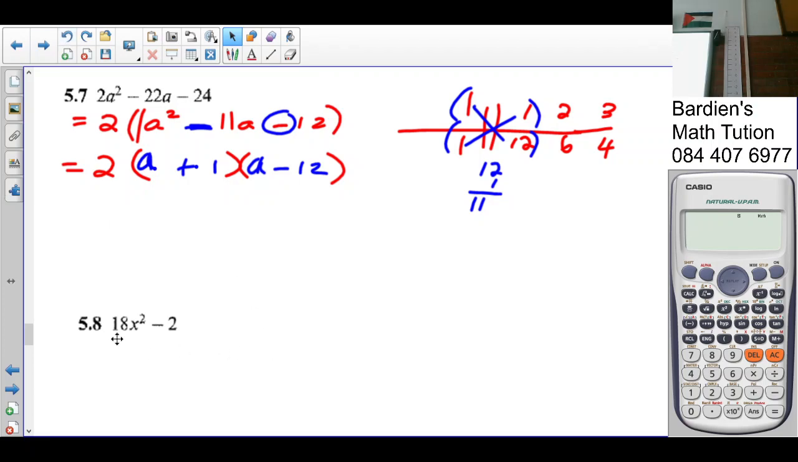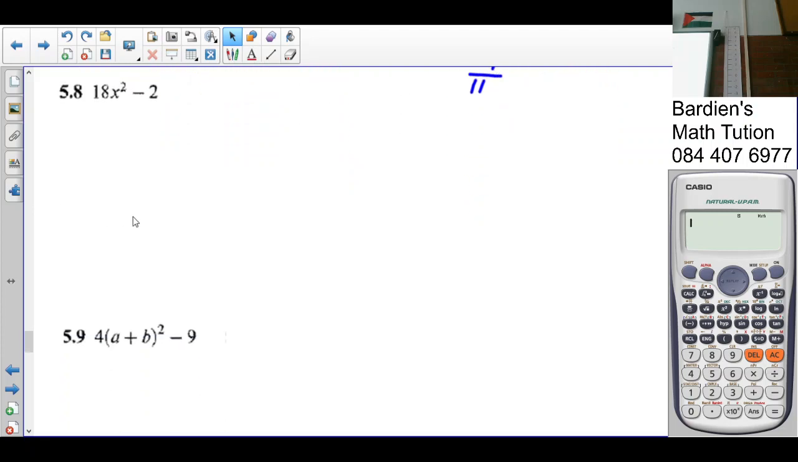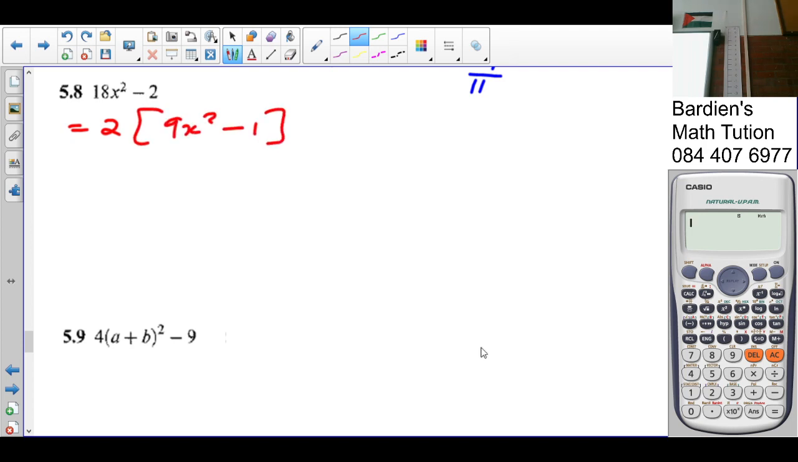Almost there, no? 5.8. What's the first thing we're going to do here? Common factor. And what is common here? 2. What are we left with? 9x squared minus 1.